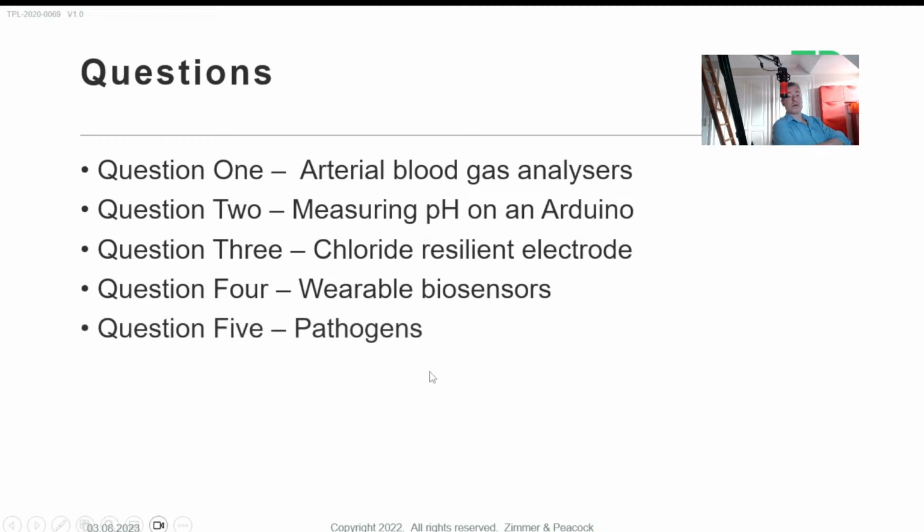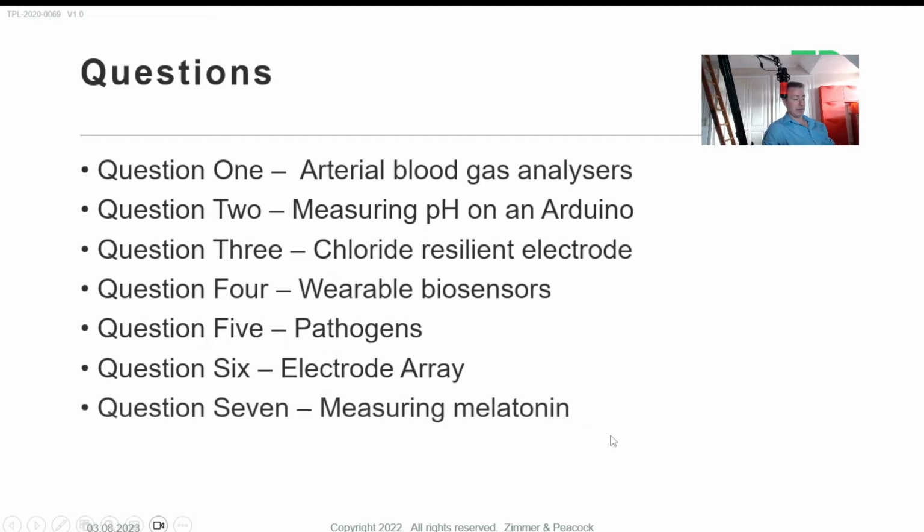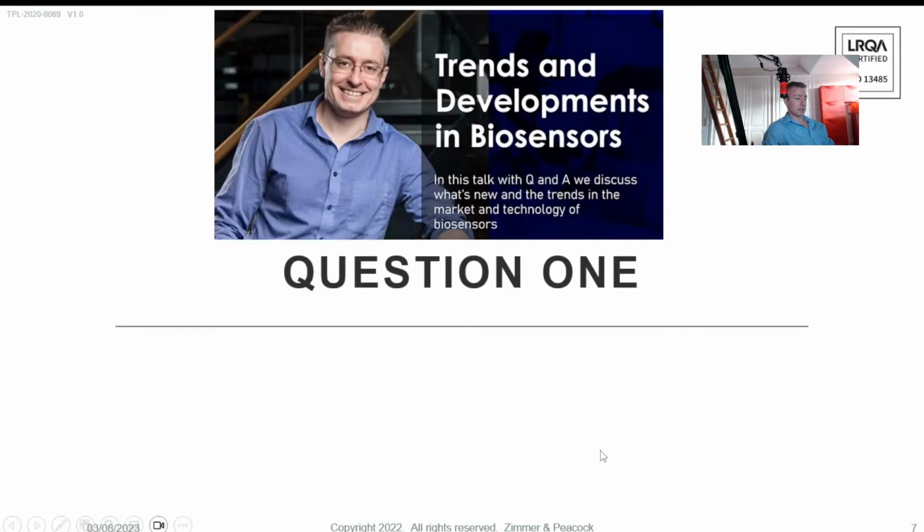I will talk about the detection of pathogens, at least the R&D side of things. I will talk about electrode arrays. We've got this array on our website, which is 9 working electrodes, a common counter and common reference. I'm not sure that we have off-the-shelf electronics for it. We built it for ourselves. We use it on projects. And I'll finally finish with a very quick comment on the measurement of melatonin.